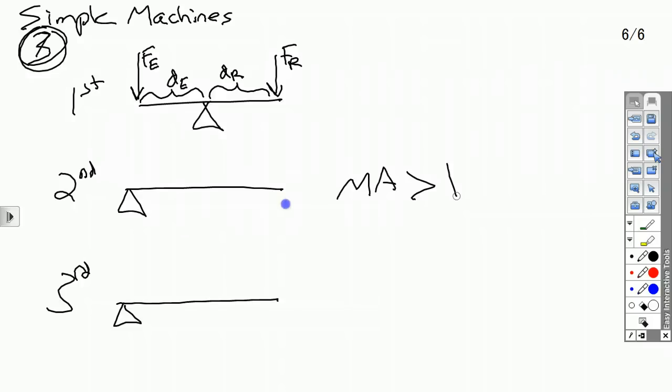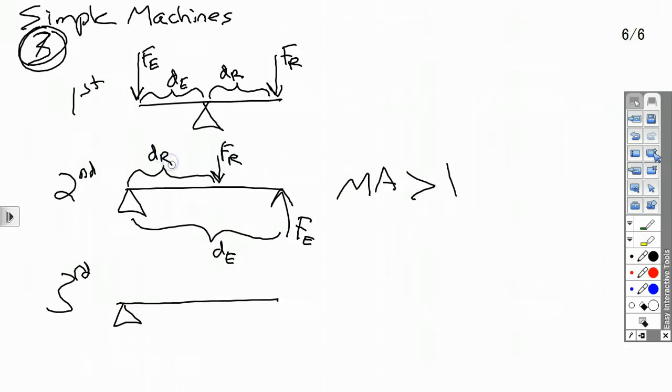Because your effort is out here in the end, FE, right, which means all the whole length is DE, and your resistance is somewhere in the middle. So FR, and then the distance from the fulcrum to that force would be your DR. But in this case, for a second class lever, DE, the effort distance, is always going to be longer than the resistance distance, or else it's not a second class lever.